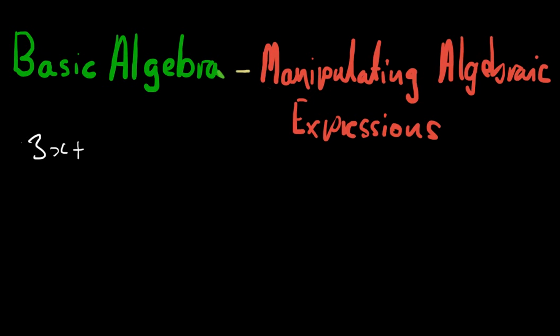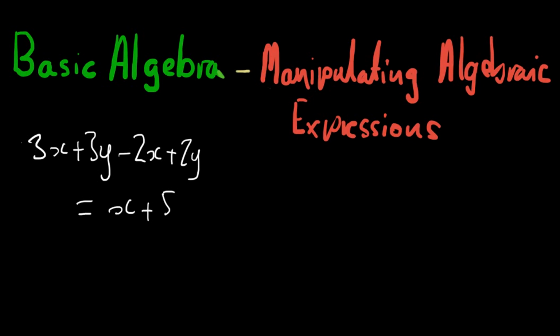To start off, let's say we have 3x add 3y, take away 2x, add 2y. And we want to simplify this. Well, to simplify this, all we have to do is add the same variables. So 3x take away 2x, or 3x add negative 2x, would give you x, and 3y plus 2y would give you 5y.